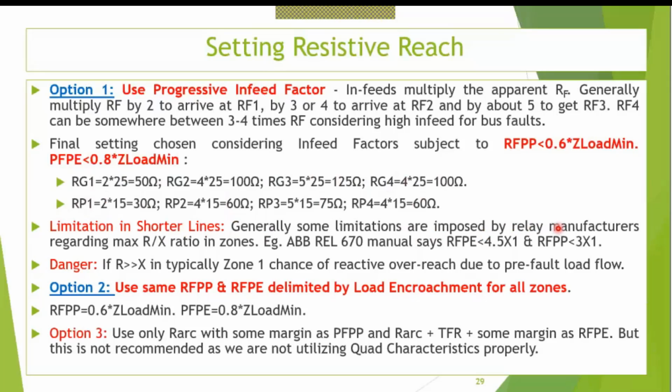Generally some limitations are imposed by relay manufacturers regarding the R by X ratio in a zone. Typically, I remember in the RL 670 manual, the RFPP is less than 4.5 x1. It should be less than 4.5 x1. That means if x1 is 1 ohm, RFPP cannot be more than 4.5. Because otherwise there is a chance of reactive overreach, which I covered in that slide. If R is far greater than X, the tilt angle has to be there. Otherwise, we'll face problems.